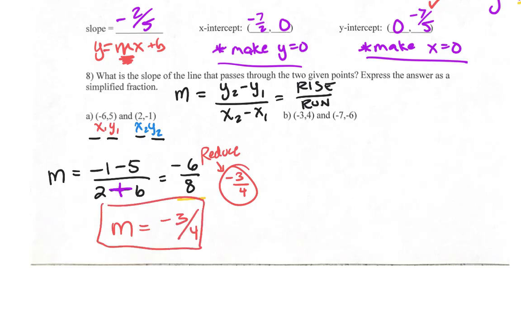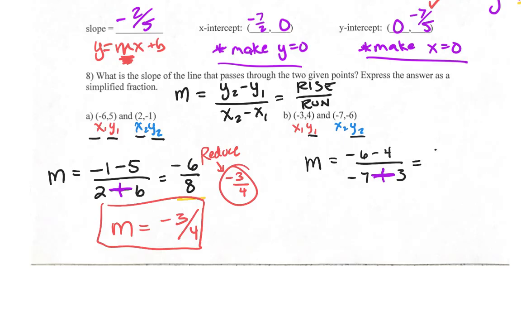All right, and then this one over here is the same deal. We could label them x1, y1, and x2, y2. And I could run through the slope formula, y2 minus y1. So in this case, it's -6 minus 4. And then x2 minus x1, so -7 minus -3. Again, be careful with your signs. I have two negative signs pushed up against each other, so I'm going to make that a big plus.